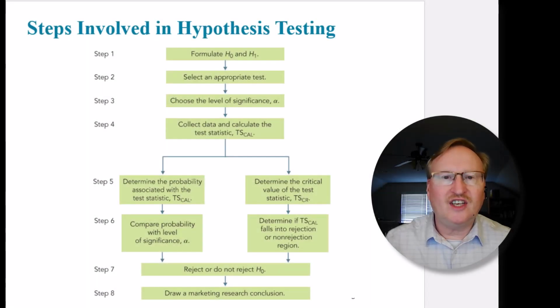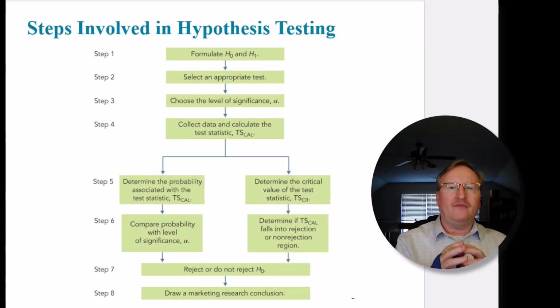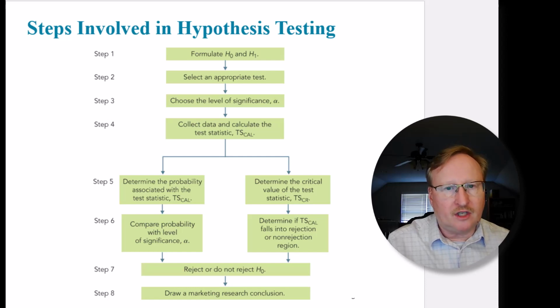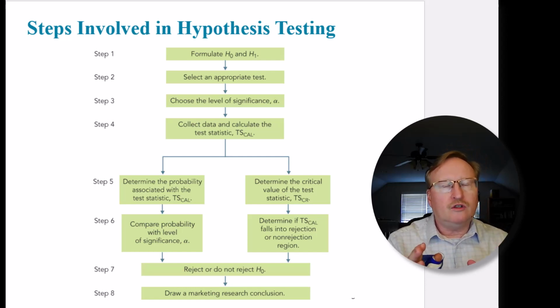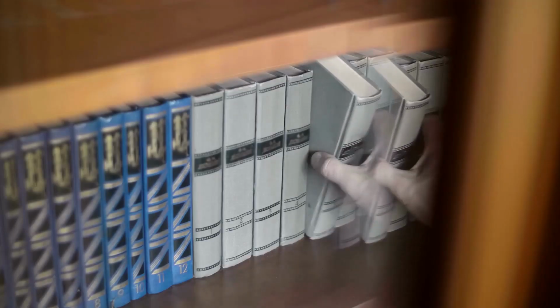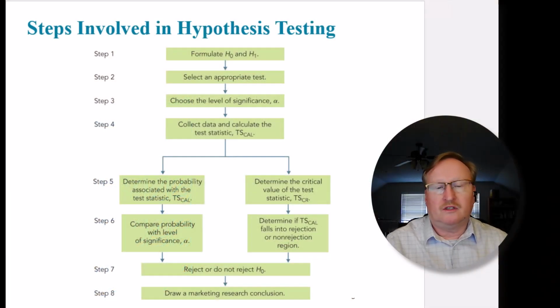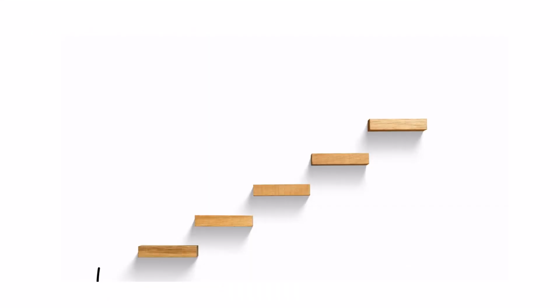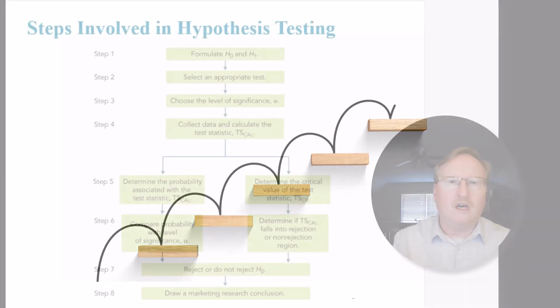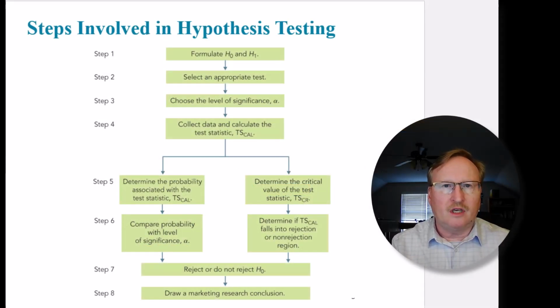Hi, in this video we're going to be talking about the steps involved in hypothesis testing. Now, there's many books out there and they may have different steps. So you may have a book that says, well, there's 6 steps, 5 steps, 7 steps, 8 steps, 9 steps. Even I had a book that had 10 steps. So don't get hung up on the number of steps, just get hung up on the steps, right? So whether the book has 6 or 10 doesn't really matter.